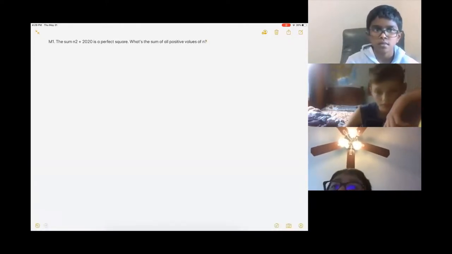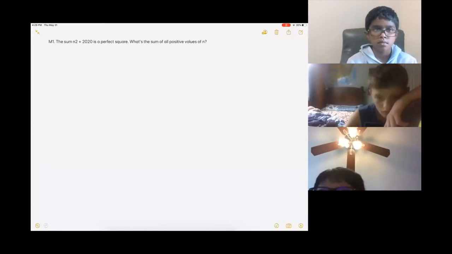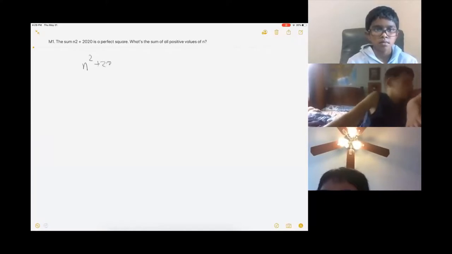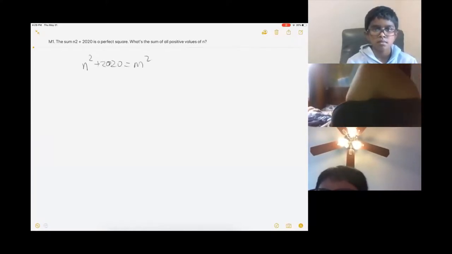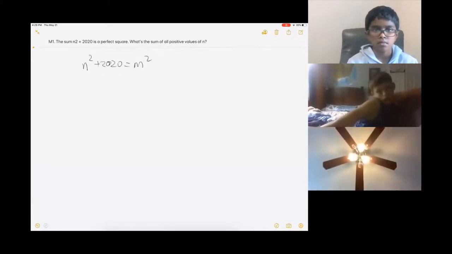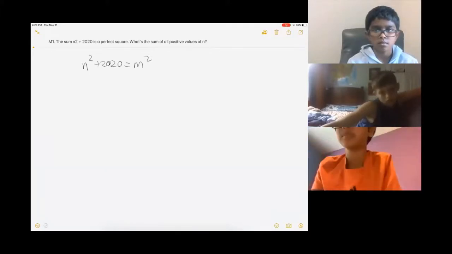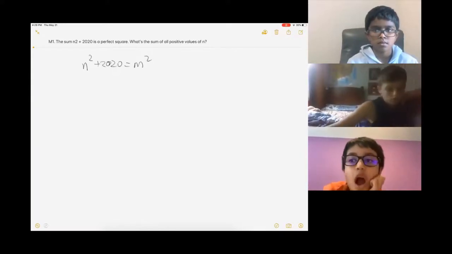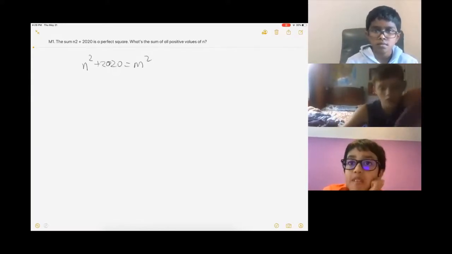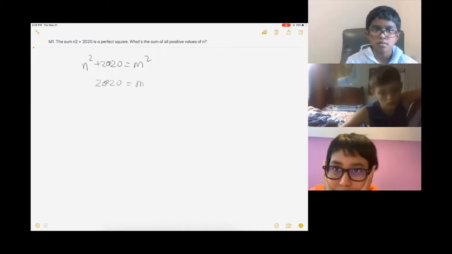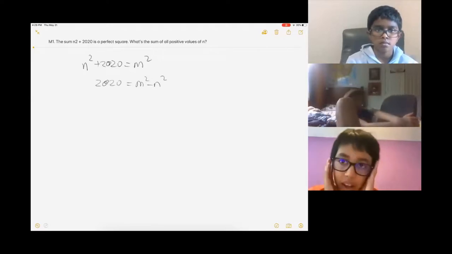Okay, so I set it equal to m squared because it's a perfect square. So you said n squared plus 2020 is m squared, okay? And I subtracted n squared to the other side. So you do 2020 equals m squared minus n squared. Is this what you did? Mm-hmm. Okay. And then that's m plus n times m minus n.